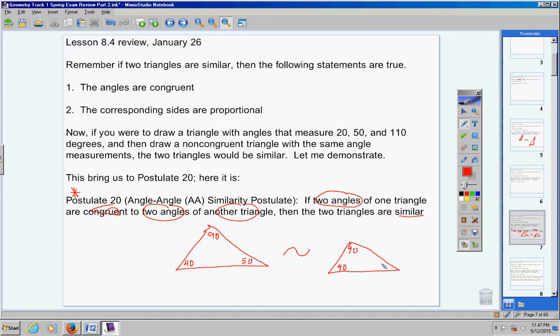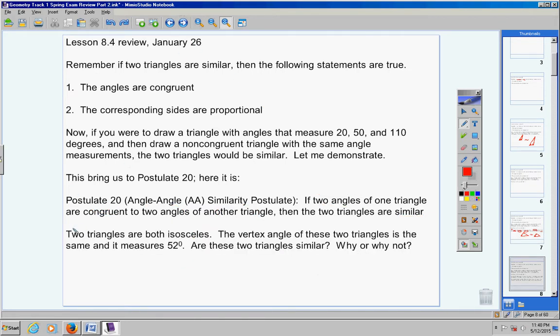90 plus 40 is 130. This has to be 50. So if two angles in a triangle are congruent to two angles in another triangle, then we know for sure the third angle has to be congruent. So if two angles in one triangle are congruent to two angles in another triangle, then we know the two triangles are similar. So with that in mind, copy down this problem, please.